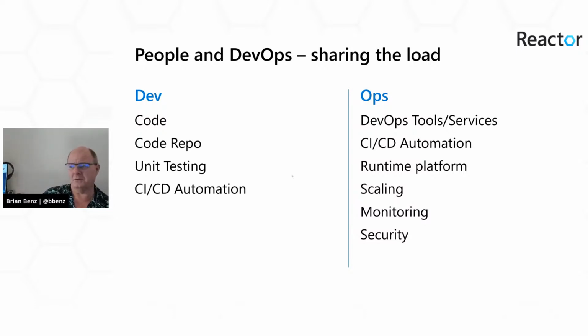The runtime platform, of course, is provided by ops because they are the people who control what is put on public-facing servers as well as internal servers, and they're usually in charge of actually buying hardware or cloud capacity. And then scaling, monitoring, and security is provided by the ops team as well.